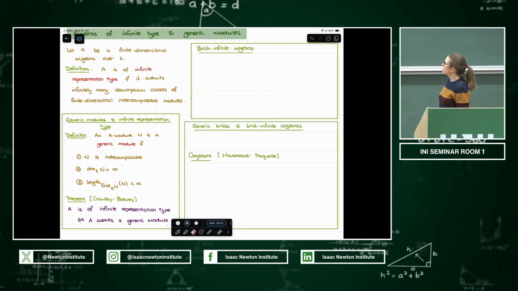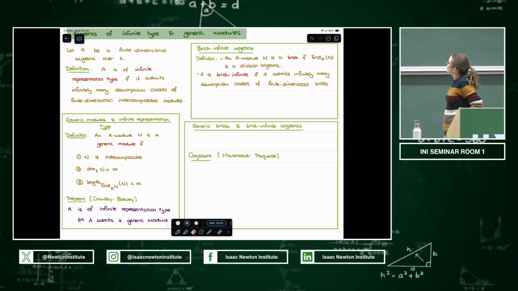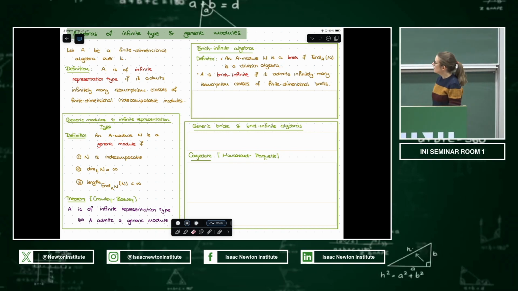Okay. Now, a brick is a little bit different. An A module is a brick if its endomorphism algebra is a division algebra. And then we can say that A is brick infinite if it admits infinitely many isomorphism classes of finite dimensional bricks. So a brick is, in particular, indecomposable. Because if you could decompose it, then you can kind of think of some matrix of endomorphisms, and we know that a matrix ring is not a division algebra.